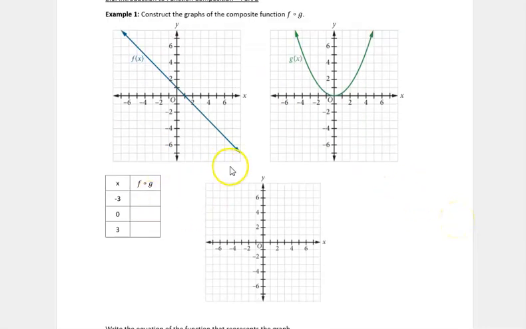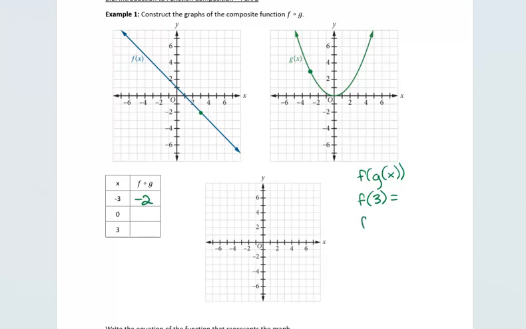So if we're finding f of g of -3, now remember f of g is f of g of x. So we're really finding f of g of -3. Well, g of -3 is over here, it's 3. So we're really finding f of 3. F of 3 is -2. So this is just -2. And that's it. Now we'll do the same thing, but we'll do it with 0.